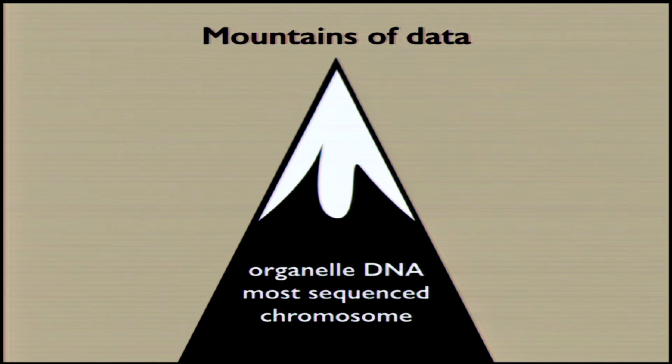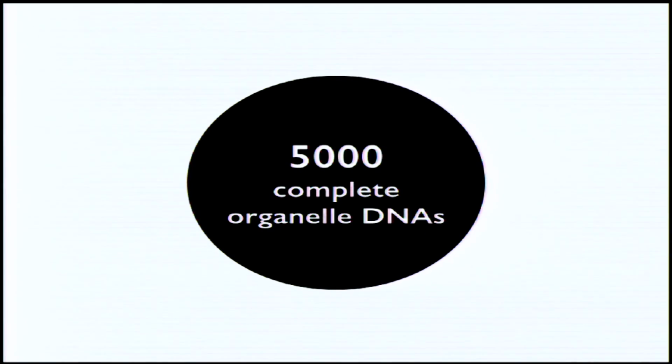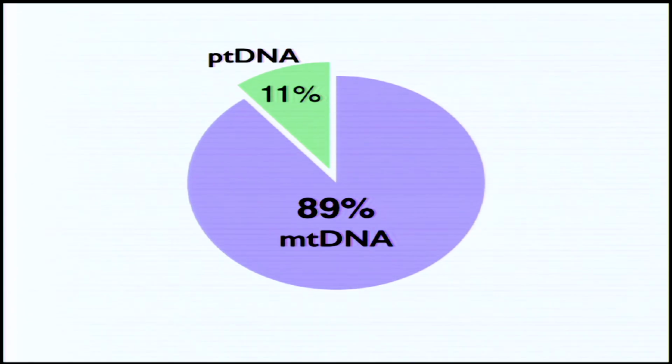Okay. So there's mountains and mountains of data on organelle genomes. In fact, they're still the most sequenced type of chromosome, more than viral genomes, bacterial, and obviously more than nuclear genomes. As of the end of the summer, there's 5,000 complete mitochondrial and plastid DNAs available. If you break those down, it looks something like this. Most of those sequences come from mitochondrial DNAs, about 90%, and only about 10% come from plastids.